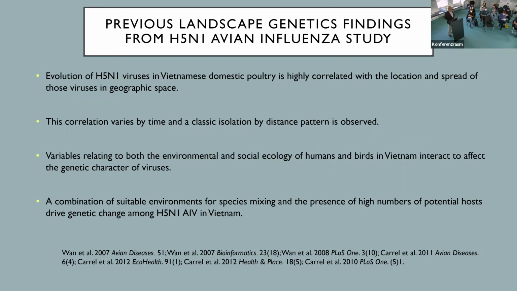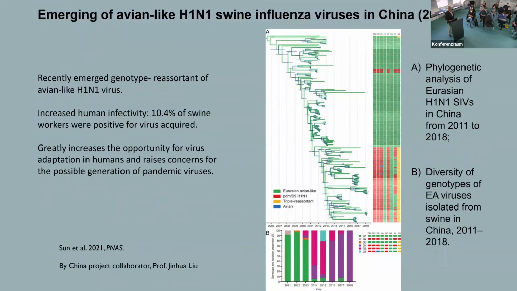Variables that are related to both the environment and social ecology of birds and humans interact to affect the characteristics. So we can actually predict the sort of genetic character of viruses. So a combination of suitable virus for species mixing, humans and birds, and high densities of birds and people, those were sort of the drivers of the H5N1.